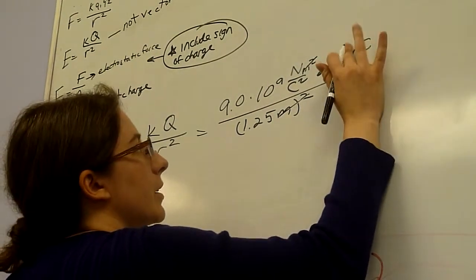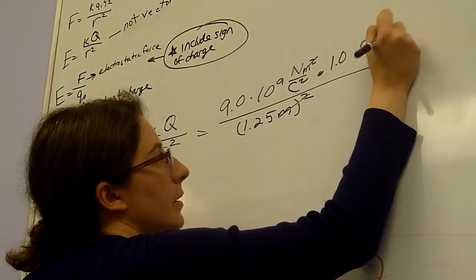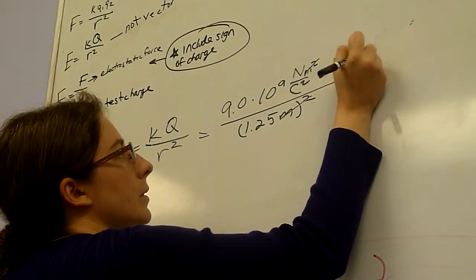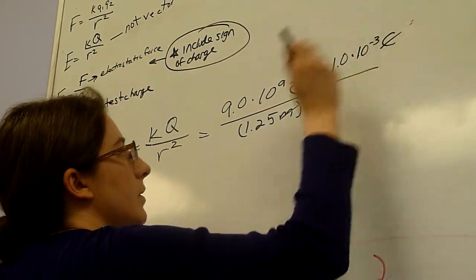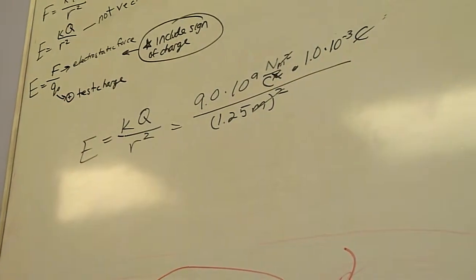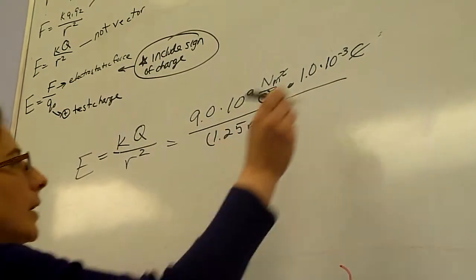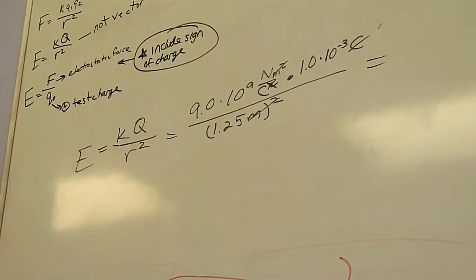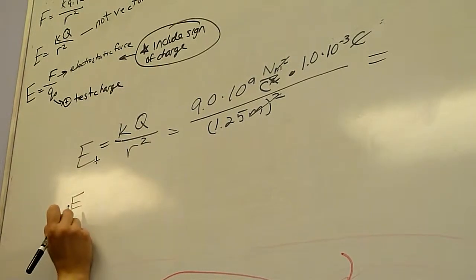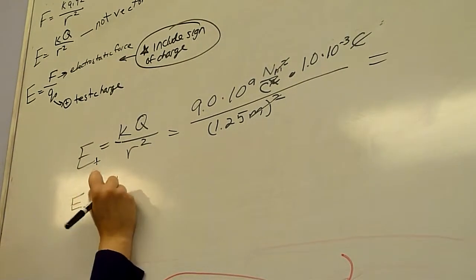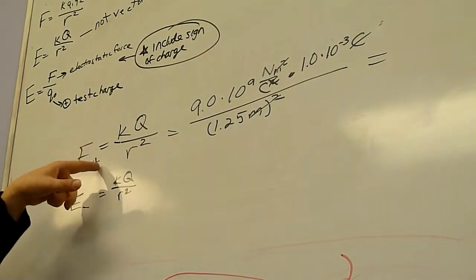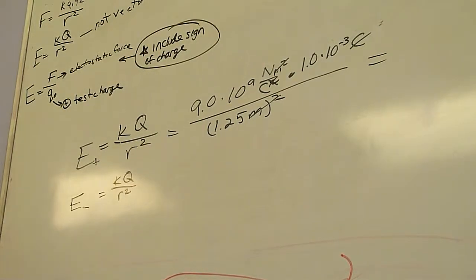Oh, so I'm going to convert this millicoulomb here to coulombs. So I can cancel a coulomb. And then, what do you get for this? Anyone have an answer for the E with relation to the positive particle?